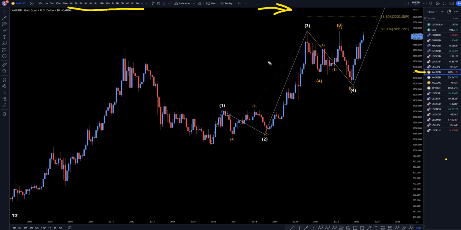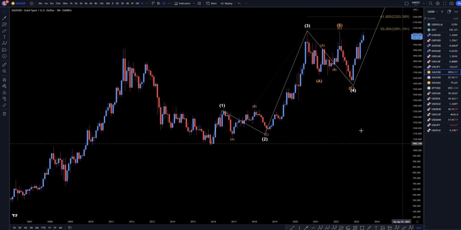So on Gold Monthly, I still think this is a 1, an ABC of 2, a big wave 3, an ABC of 4. I think we're going up right now for a wave 5, which is going to go at least to the 61 and maybe even further than that to finish off this uptrend. I definitely don't think this uptrend is over yet.